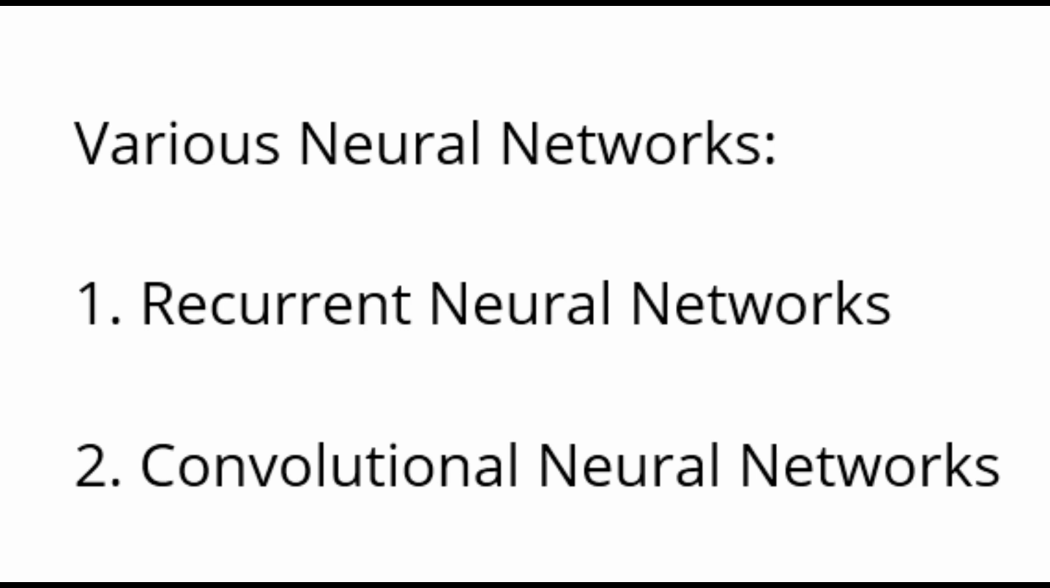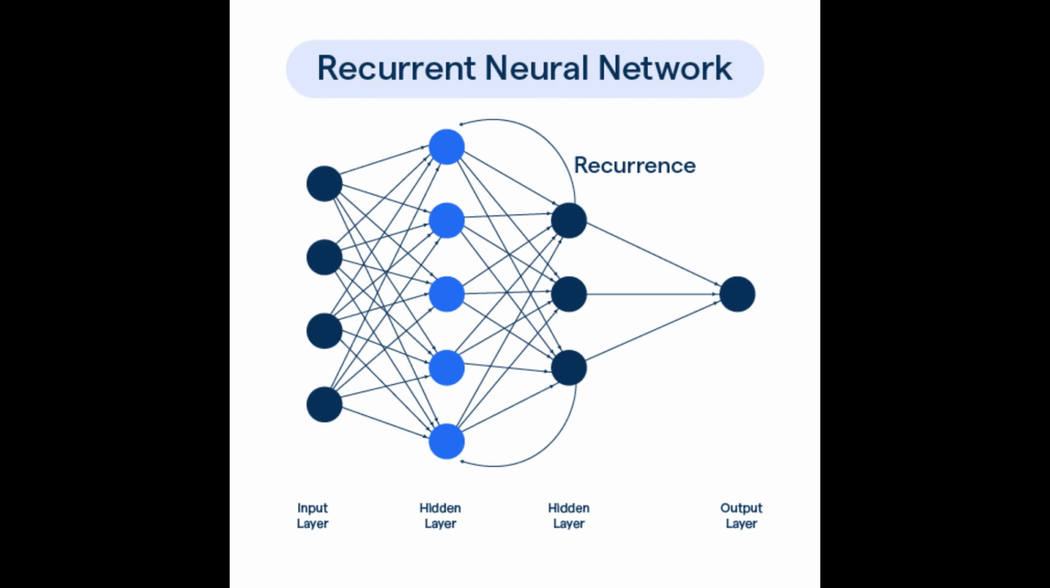Various types of neural networks are recurrent neural networks and convolutional neural networks. Recurrent neural networks are commonly used for natural language processing and speech recognition. Natural language processing, NLP, is a field of artificial intelligence, AI, that focuses on how computers and humans interact in natural language. Speech recognition is the process of enabling a computer to identify and respond to the sounds produced.